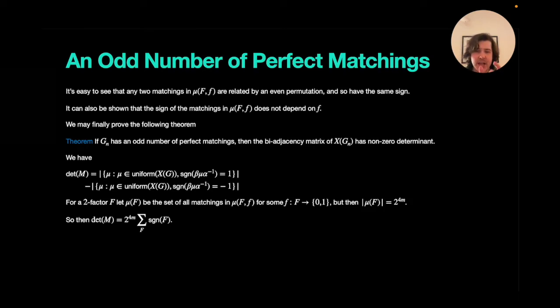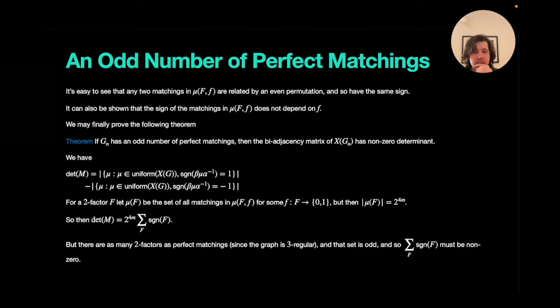And it's not too hard to see, following from this, that the determinant is given by this formula. What do I mean by sign F? Well, recall that all the perfect matchings in mu_F are going to have the same sign. So sign F is just the sign of any perfect matching within that class of perfect matchings. And this is just implementing the above formula. But recall that the number of 2-factors in a graph that's 3-regular is the same as the number of perfect matchings.